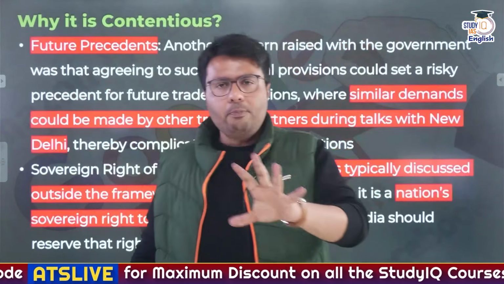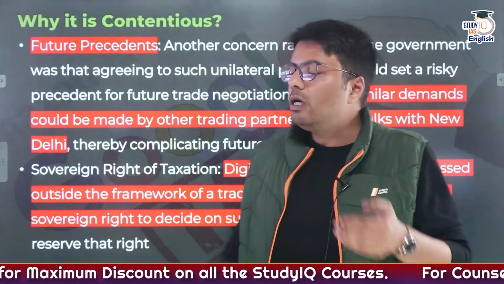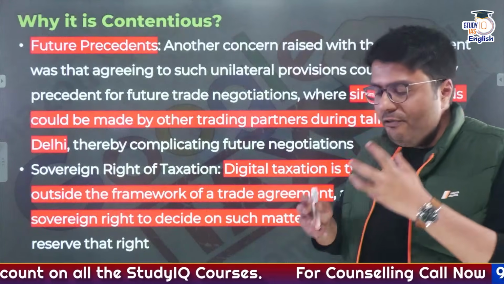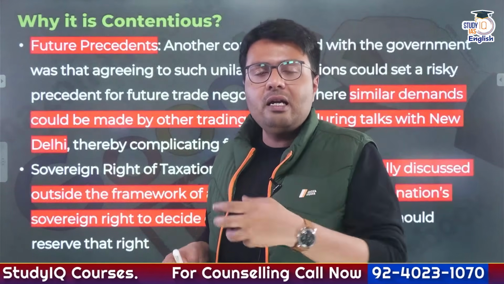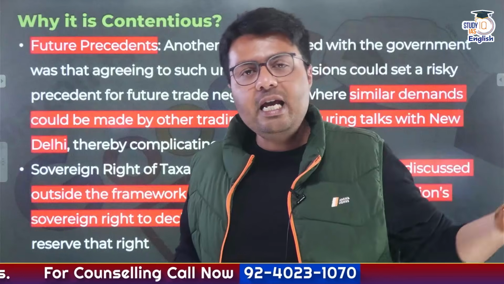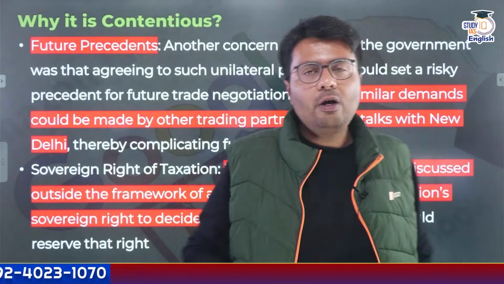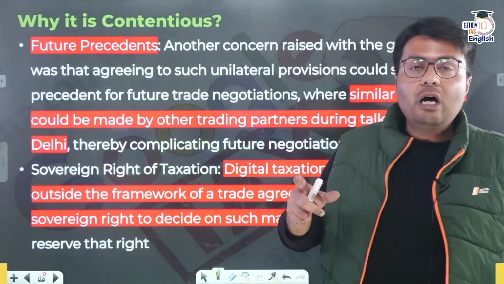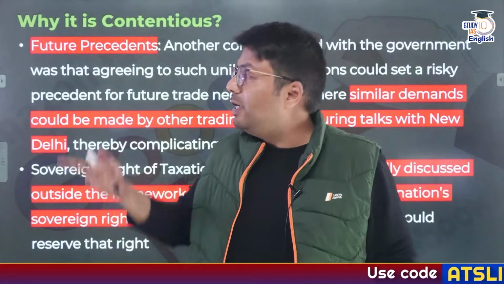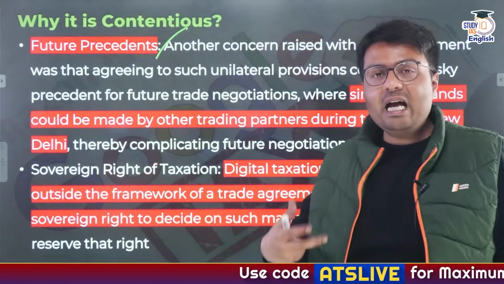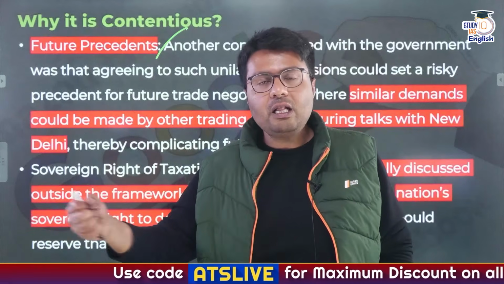But this is not the only problem. The other problems include the future precedents. Now, if India has taken a stand unilaterally that it is not going to impose taxes on any companies from the US, other countries with which we are trying to sign trade deals in the future will also want us to give this kind of a concession. So it might create a future precedent that the Indian government would have to negotiate with other countries.